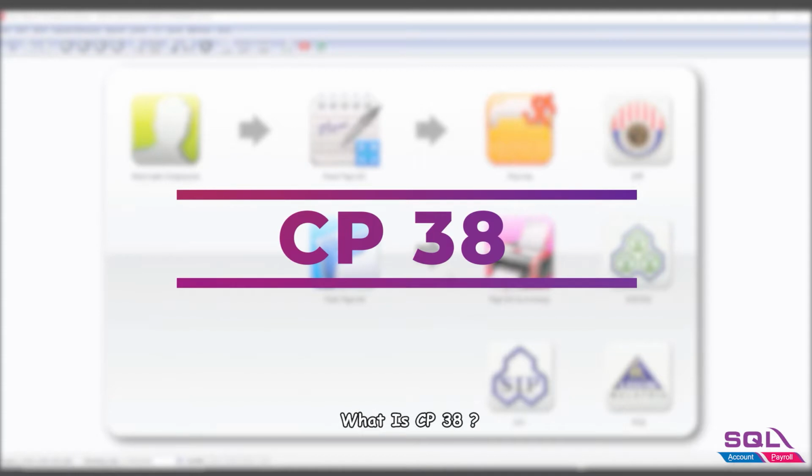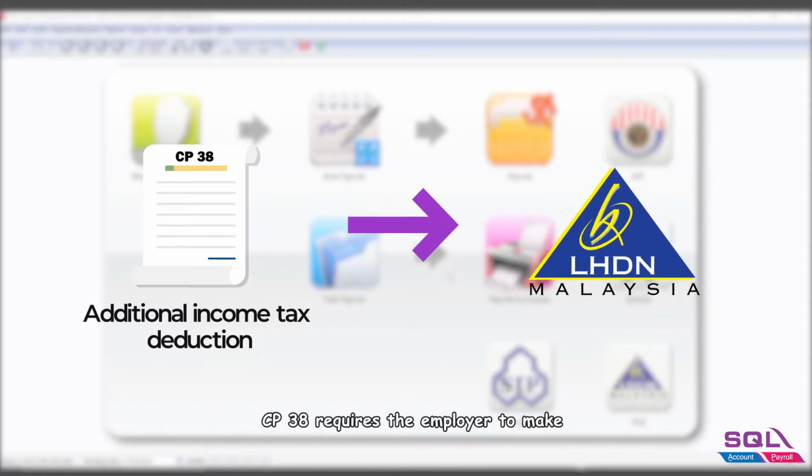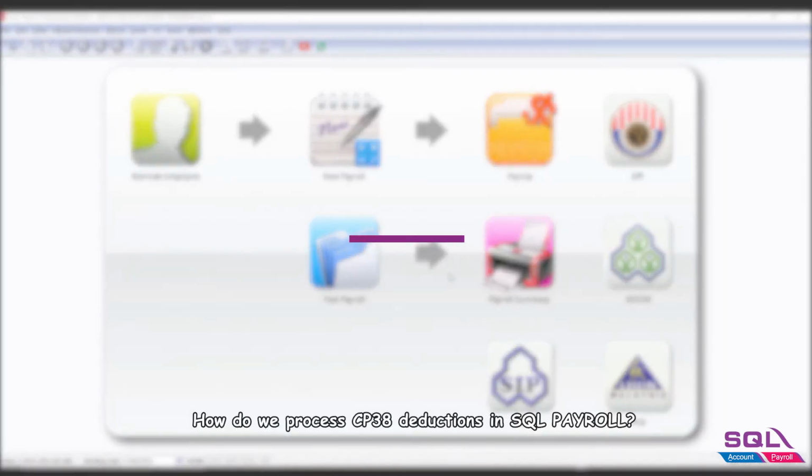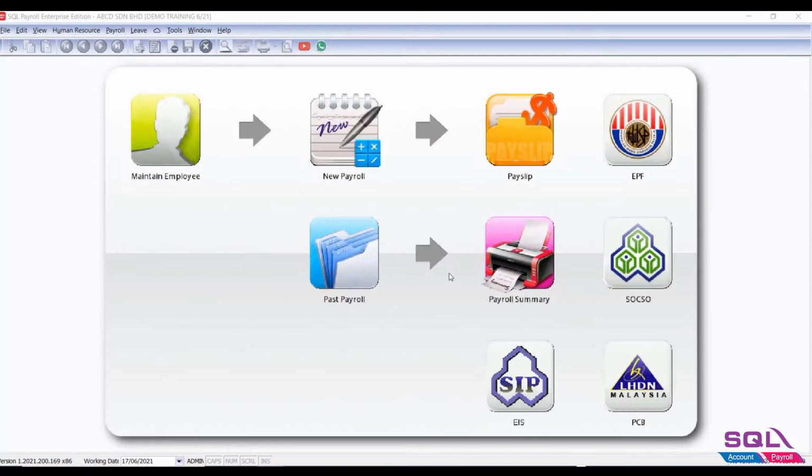What is CP38? Well, CP38 is an additional income tax deduction issued by LHDN. CP38 requires the employer to make additional deductions, in the form of monthly installments, from their employees' salaries. How do we process CP38 deductions in SQL Payroll?